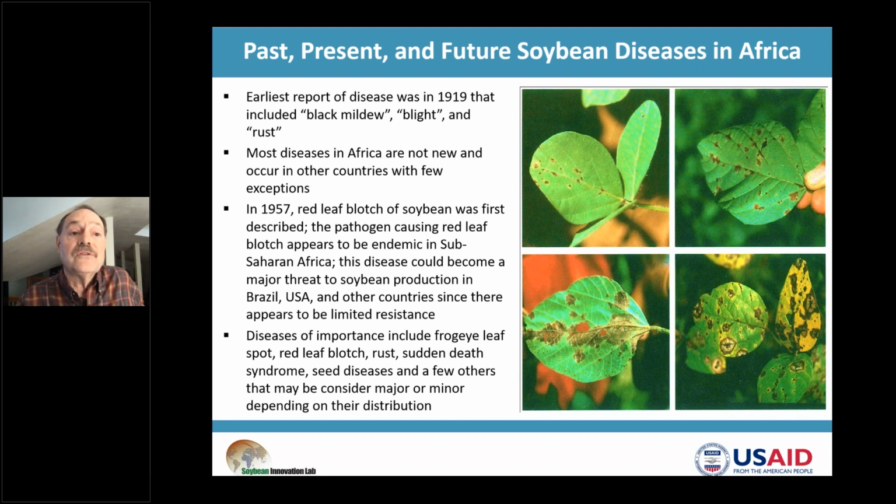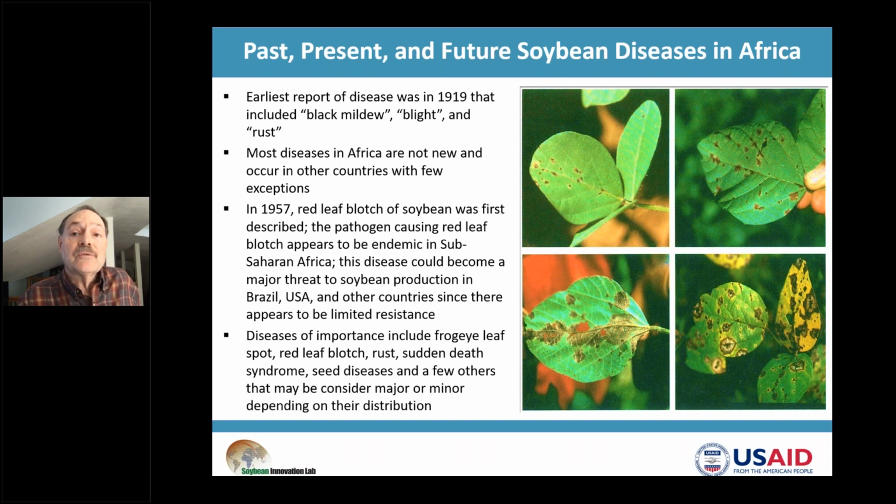One of the exceptions is a disease we call red leaf blotch, pictured to the right of your screen. The images on the top are from early development of the disease, and the pictures on the bottom show the disease as it develops and matures. The disease was first reported in 1957, and as far as we know today, it only occurs in sub-Saharan African countries. We have limited knowledge about the management of red leaf blotch, other than that there appears to be a general lack of resistance in soybean varieties developed in the United States. This disease is considered a major threat to production in countries outside of Africa, as well as countries within Africa.